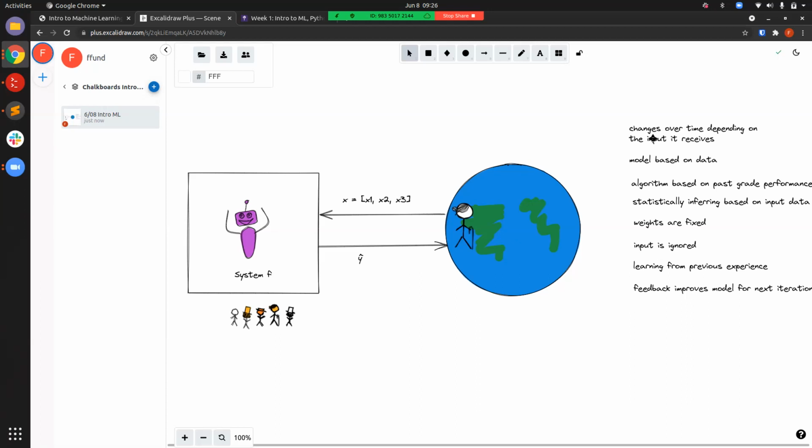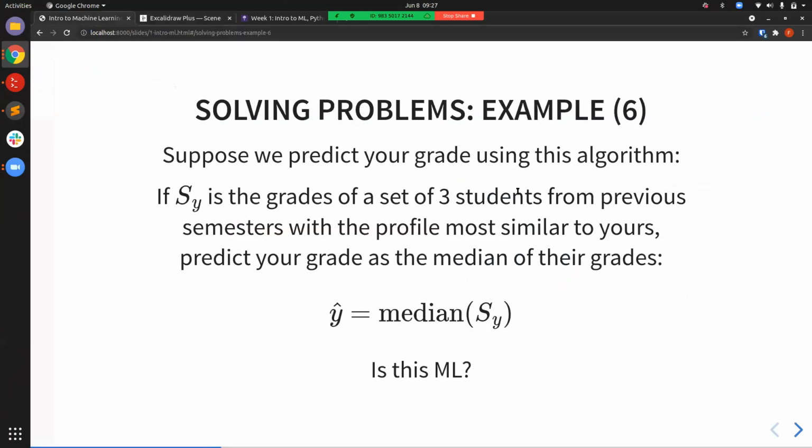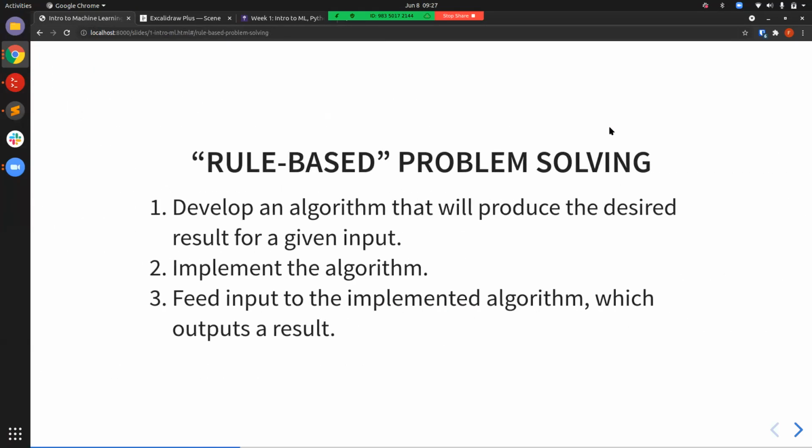Okay, let's try and clarify that a different way. So let's think about what a system would be to do this that's not machine learning, right? If I would go ahead and write a computer algorithm that would accept some inputs and produce some outputs, that doesn't necessarily make it a machine learning system, right? So let's actually describe something called a rule-based system. A rule-based system is one where you develop an algorithm that produces your desired result for a given input. Okay, so you can have some input to the algorithm.